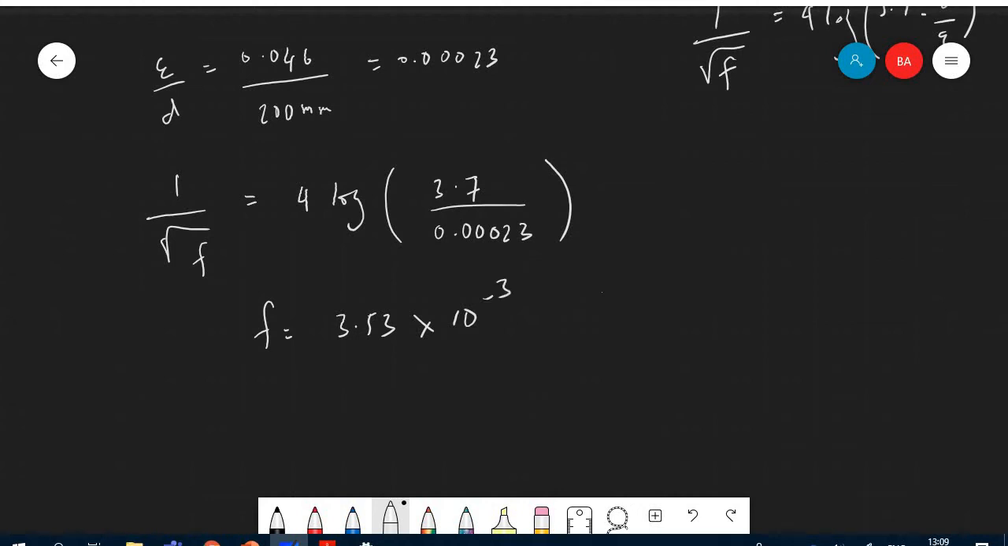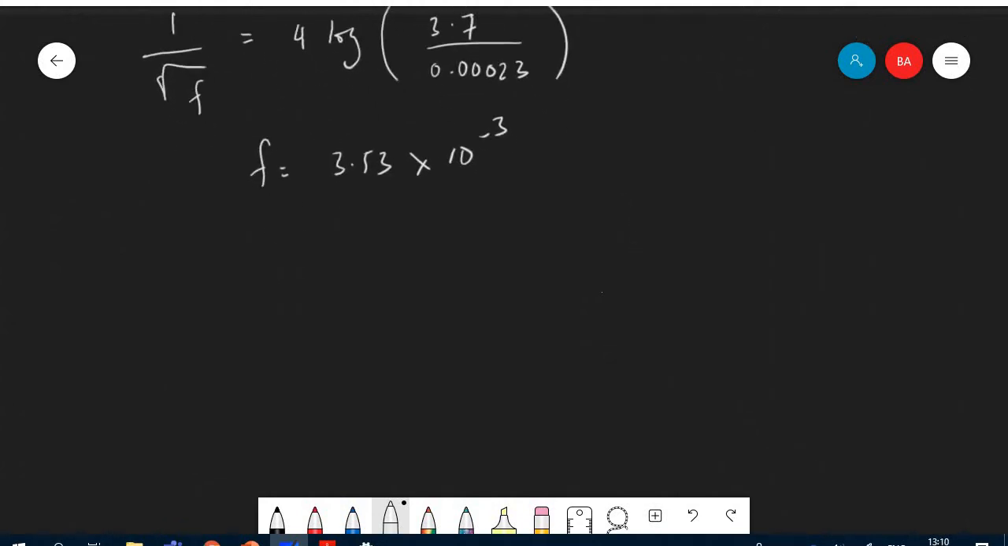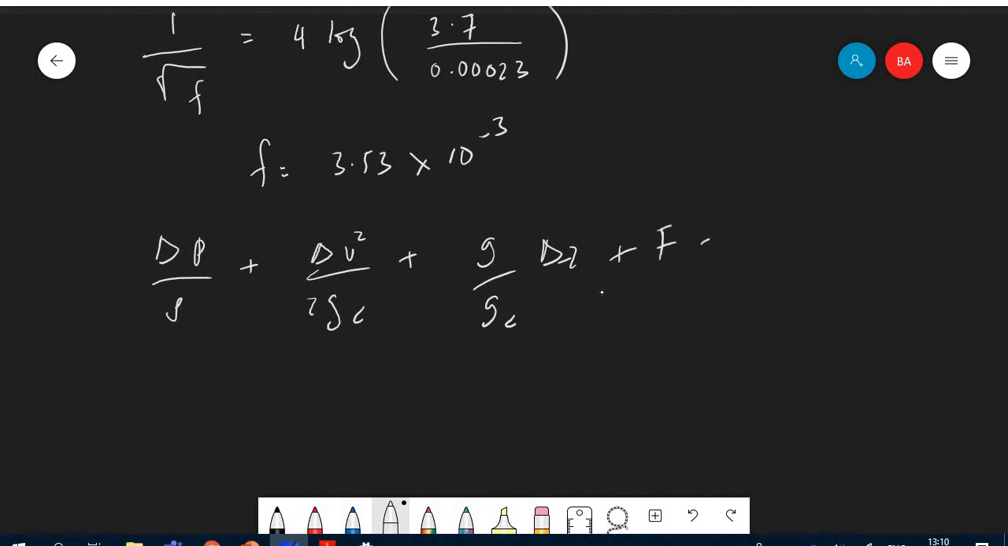So we found the Fanning friction factor, and as I said, we need it so that we can calculate the F term here. Great. So what else do we have? I think we have all our equations here. All we need is to do our substitution. So again, what was our problem? It was delta P over rho plus U square over 2GC plus G over GC into delta Z plus F is equal to minus WS over mass flow rate.